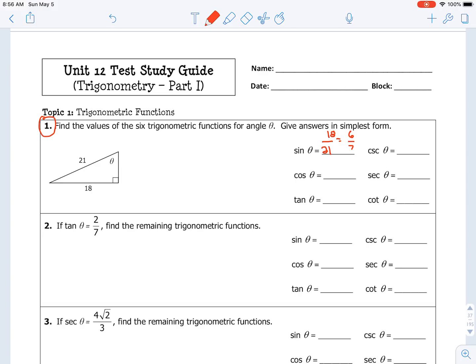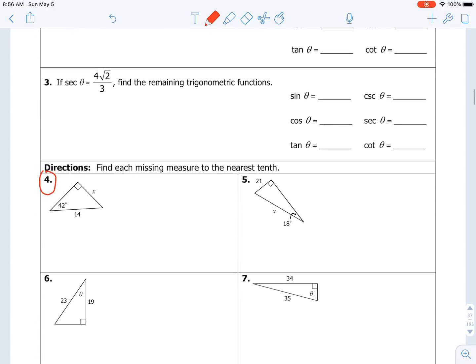Now for these other ones, you're going to have to solve for this using whatever method you want. Pythagorean theorem would probably be fastest, and then fill out the other 5. I'm sure you can do that. Okay, 4.